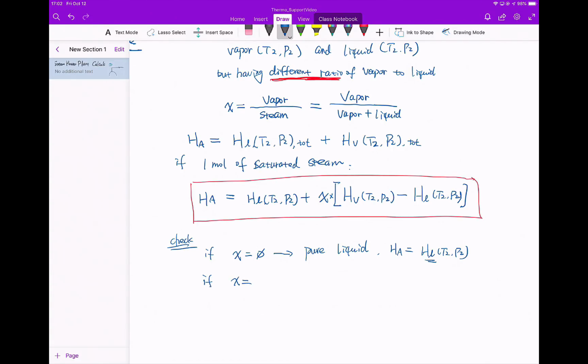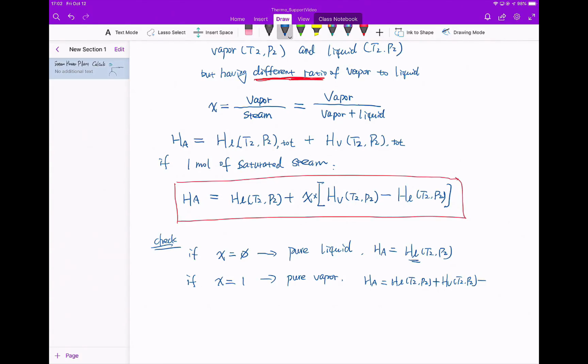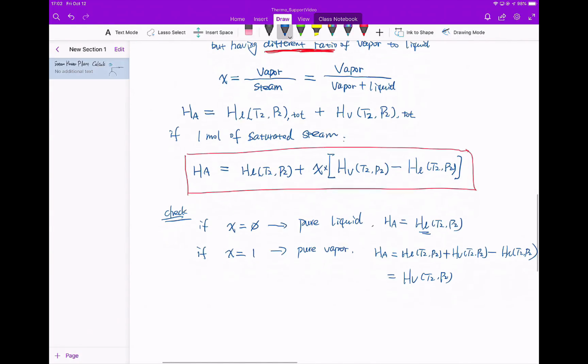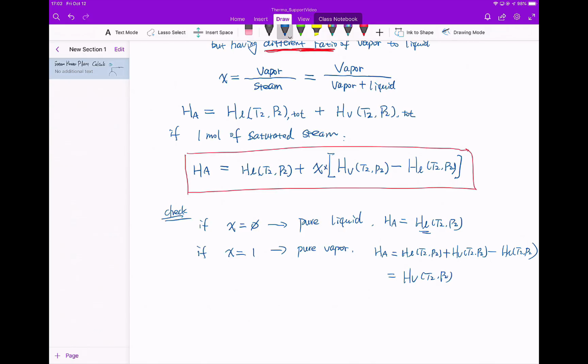If x goes to 1, which by the definition of x means I'm going to have pure vapor, then I can have HA. Yes, x now equals 1, which is HL at T2 P2 plus HV at T2 P2 minus HL at T2 P2, which is indeed HV at T2 P2. So that check tells us this is a good equation according to the definition.